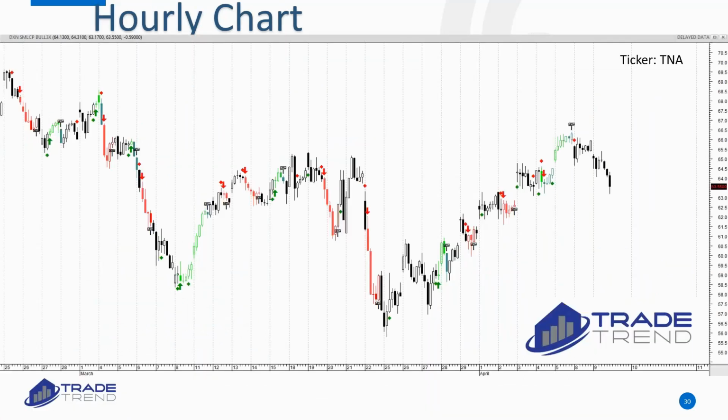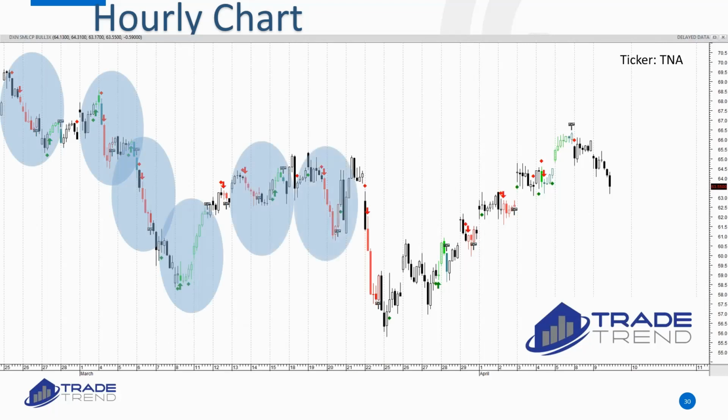Now I mentioned it also works for intraday time frames. We do have many members who use it to day trade. So this is the same ticker, TNA, but this time on the hourly chart, just to give you a feel for what the signals look like on an intraday time frame. Okay, so very accurate in predicting market momentum shifts and trends.